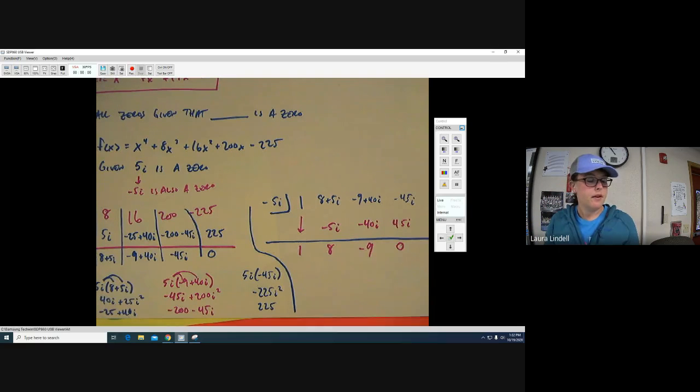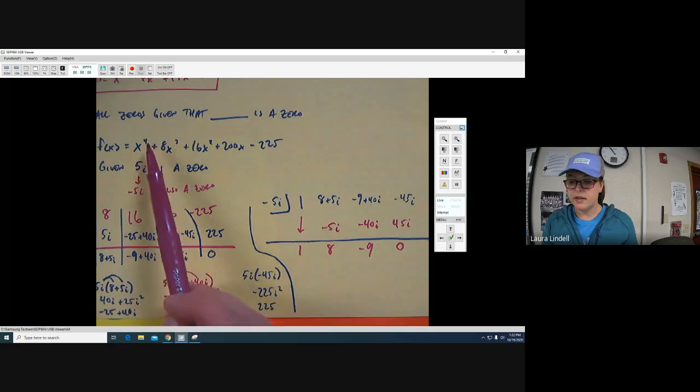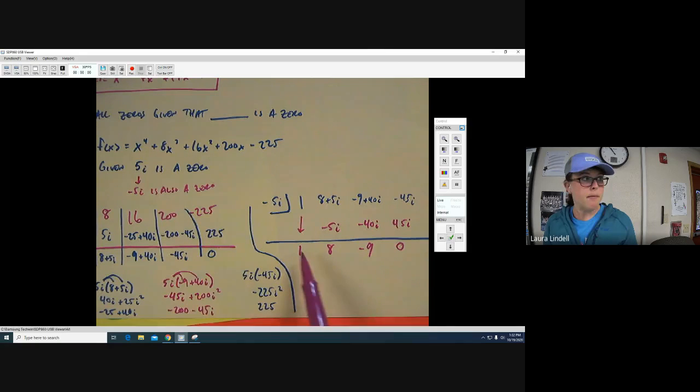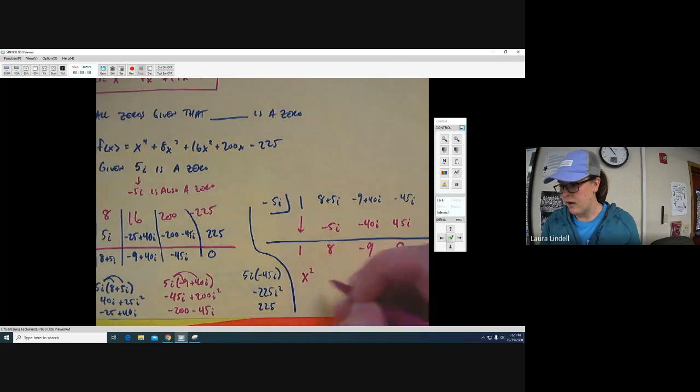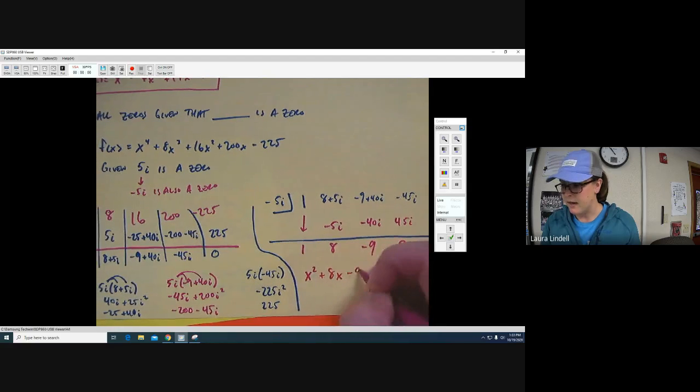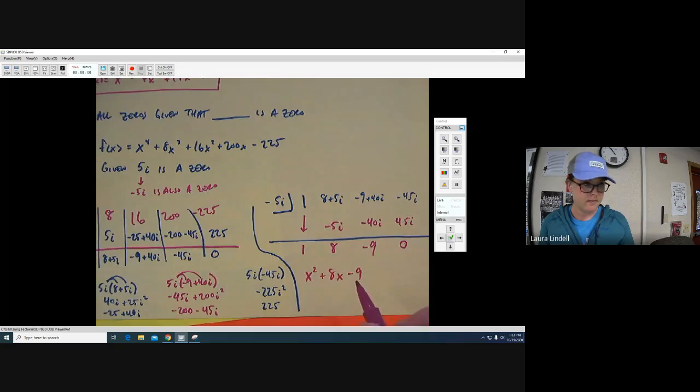Okay. So now here's the part that we need to be careful with. When I go to put my x's back in here, we notice that we divided two times. We divided this polynomial twice. So instead of starting with x to the 3rd power here, I'm going to start with x squared, because x squared would reflect me dividing this twice. So we have 1x squared plus 8x minus 9 is what we are left with.